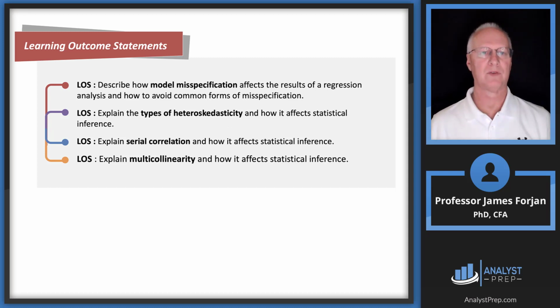All right, so that takes us through these learning outcome statements. Know what a correctly specified model looks like, know the consequences of model misspecification, and know about heteroscedasticity, serial correlation, and multicollinearity. So I think this was a good one. We're going to revisit this in these next and future modules.